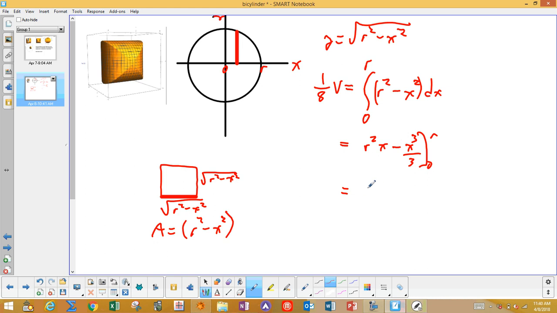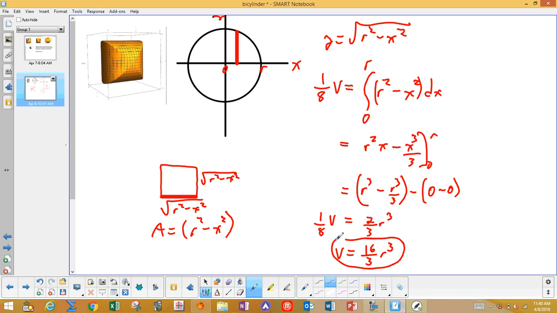And I substitute in, and I get r cubed minus r cubed over 3. And I always like my students to write a minus 0 minus 0 even, just so they've been thinking about that. That's got to go in there. So now I have 2/3 r cubed, and that's 1/8 of the entire volume. So that means the volume of the bicylinder is 16/3 r cubed. Ta-da!